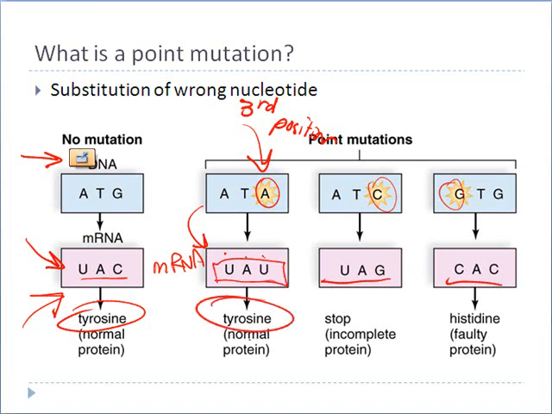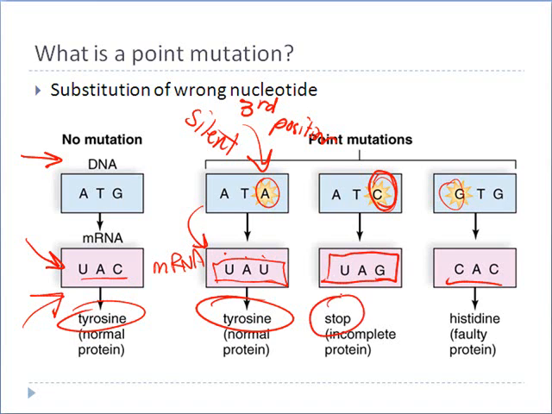So in this case, this particular point mutation is really a silent point mutation because it did not result in any change at all to the amino acid sequence of the protein. On the other hand, if we had changed this to a C accidentally, now we have UAG as our messenger RNA, and it turns out UAG is one of the 3 stop codons.